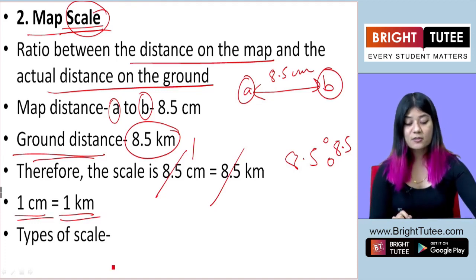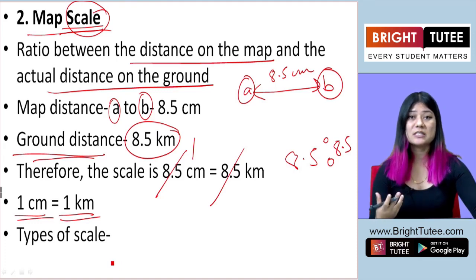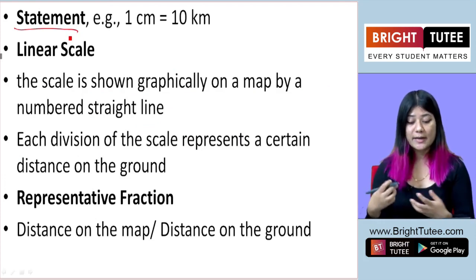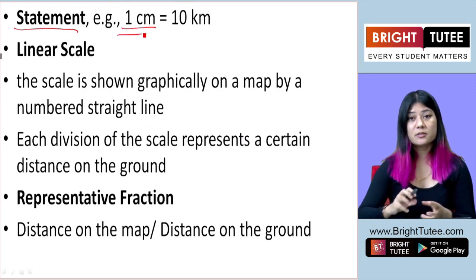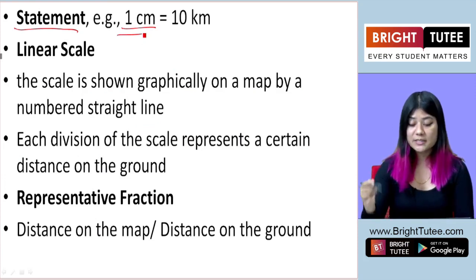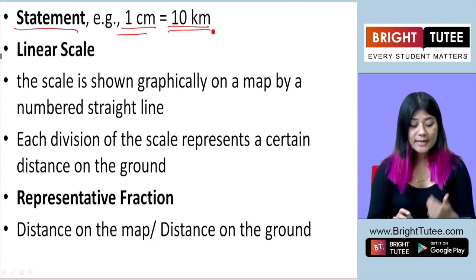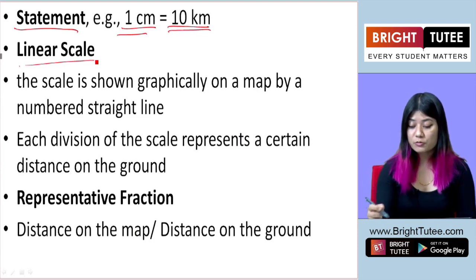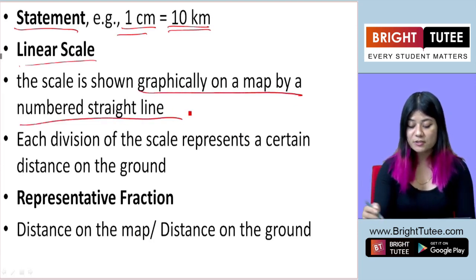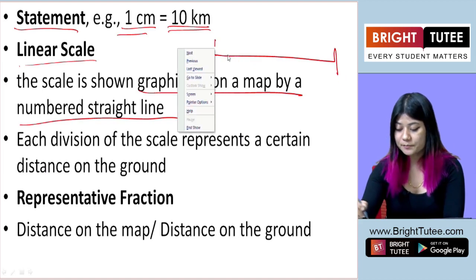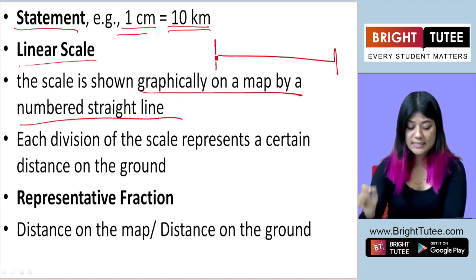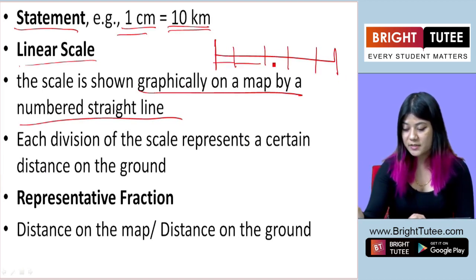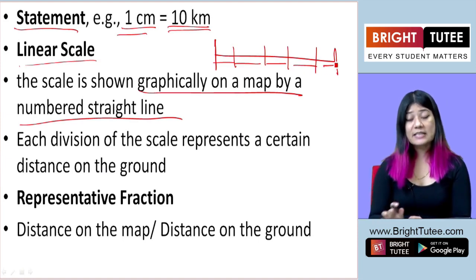So this is the scale that is representing distance on the map. Now there are various kinds of measuring the distance, okay, and representing it on the map. The first is called statement. It's a very simple kind of scale. You say 1 centimeter on the map denotes 10 kilometers. Okay. And the second type is called linear scale. Basically, a linear scale is a scale shown graphically on a map by a numbered straight line. So you have a straight line which shows the distance, and this line has divisions. Each division represents a distance. So this is the linear scale.